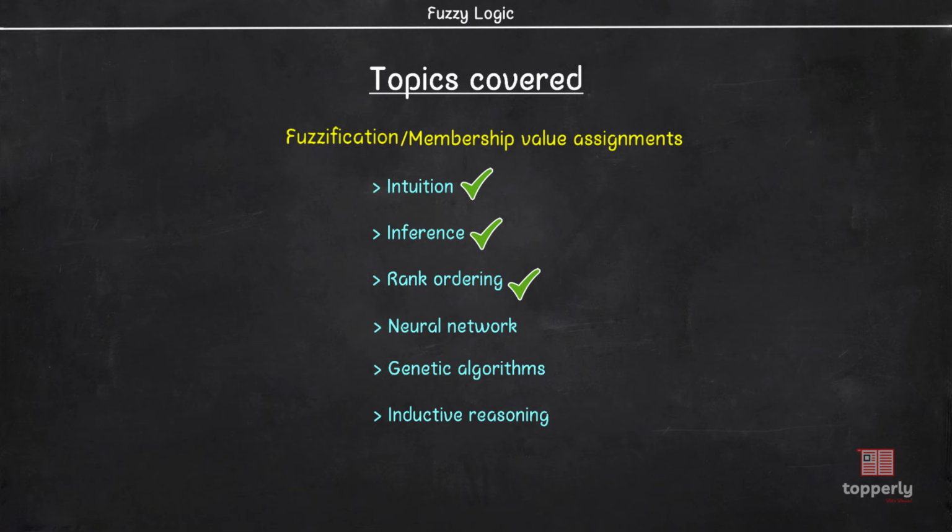We were learning about fuzzification methods for the last two videos, and so far we learned the methods of intuition, inference, and rank ordering. In this video, we will learn about the next method, that is neural networks. Now, this is a very vast topic and requires some prerequisites to understand the lecture.